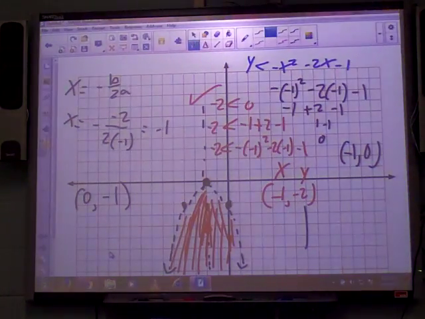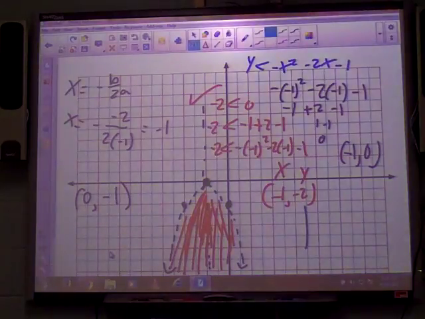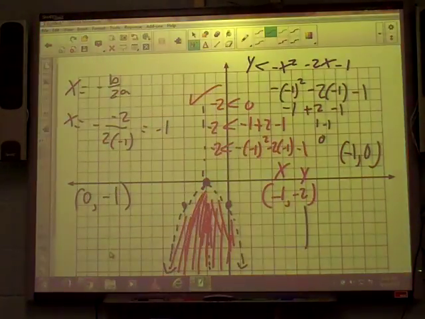Now the directions on that problem just said graph. Our directions are going to change throughout this lesson. There they just said graph.